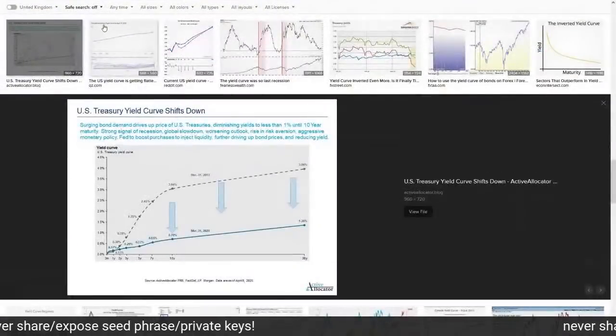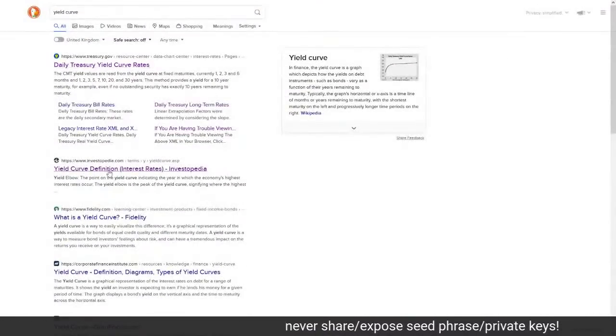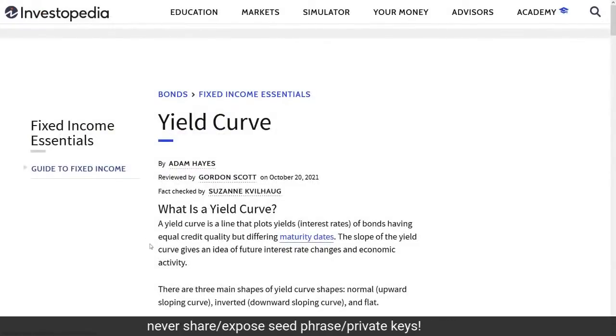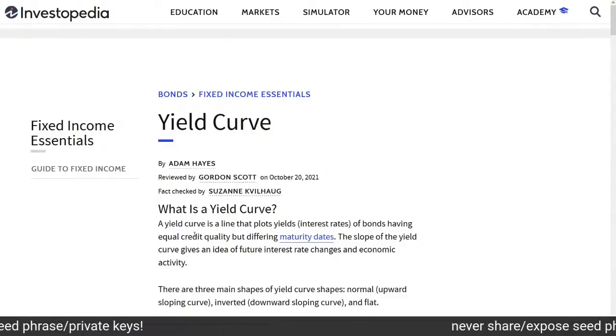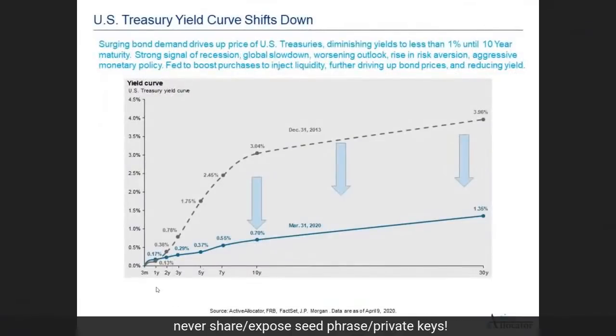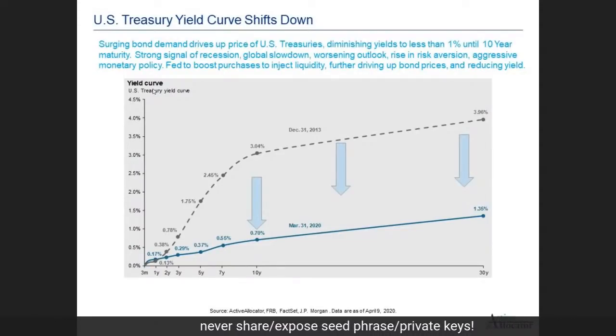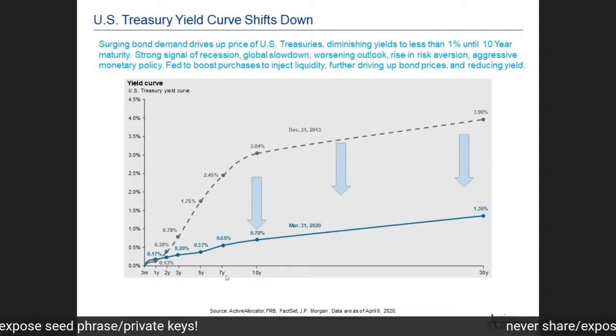Because if we go back to what a yield curve is, a yield curve is a line that plots interest rates of fixed income instruments having equal credit quality but differing maturity dates, right? And that's what we're seeing here. Differing maturity dates for the same type of instrument, which is a U.S. Treasury. So this is a yield curve, finally. We'll see 3 months, 1 year, 2 year, 3 year, 5, 7, 10, all the way out to 30.